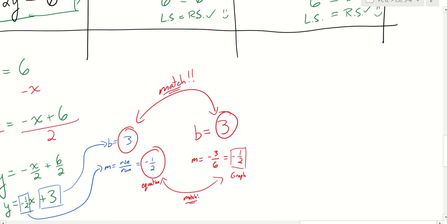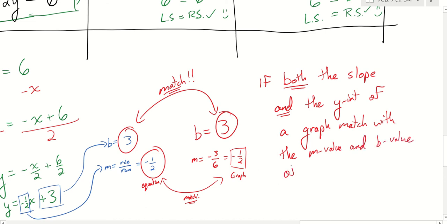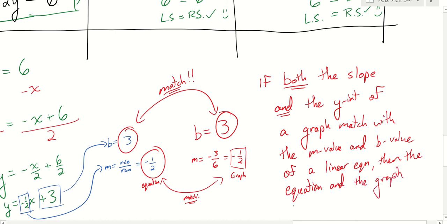If both the slope and the y-intercept of a graph match with the m value and b value of a linear equation, then the equation and the graph match. This will always be true.